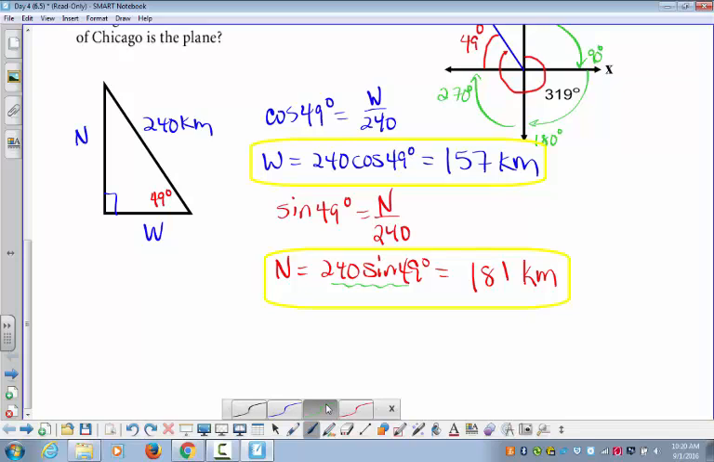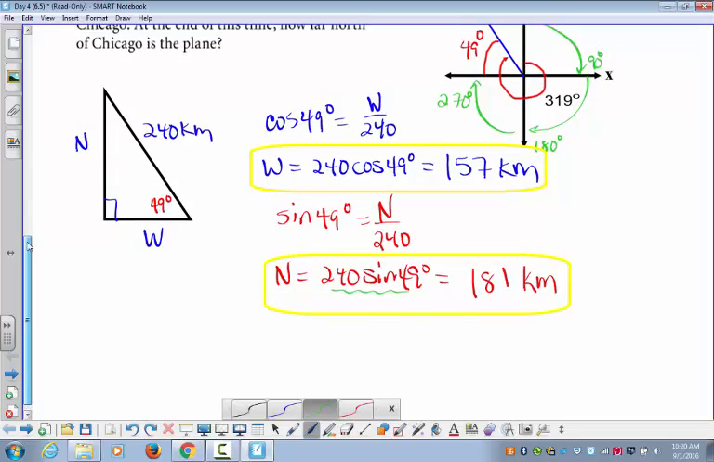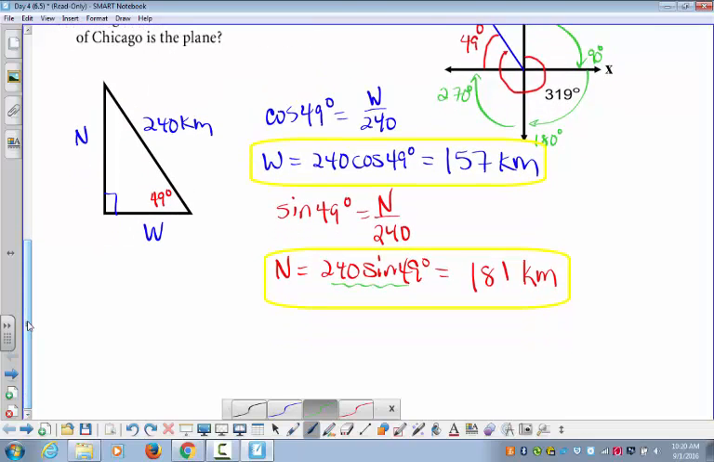Okay, now we know how far west. Let's also figure out how far north. Figure out both. I'll ask you for both for sure.